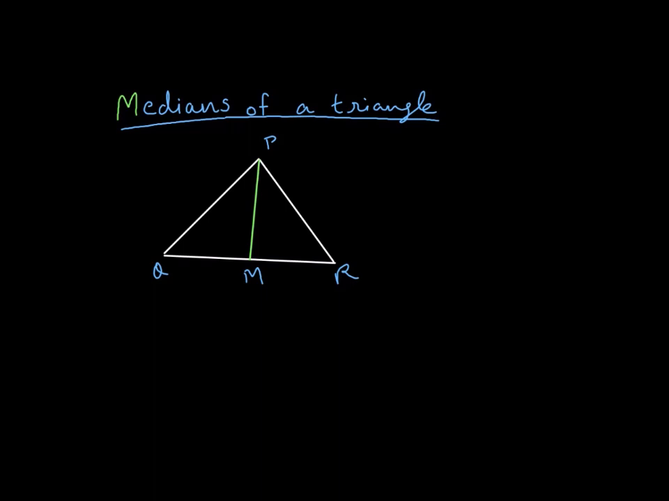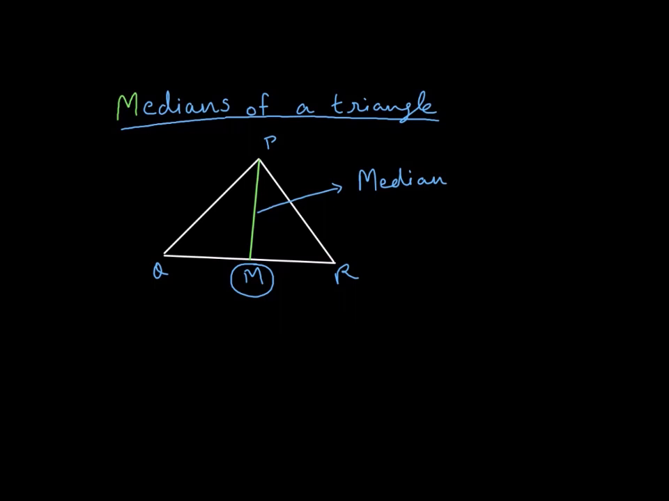Now if this PM is satisfying this condition, that is, if M is midpoint of QR, then this PM will be having a special name. It will be called a median. So a median is a line segment drawn from one vertex of a triangle to the opposite side such that it meets the opposite side at its midpoint. M is midpoint of QR, therefore PM will be called the median.